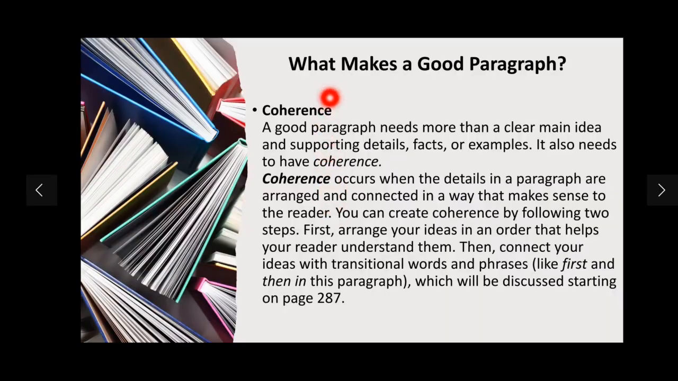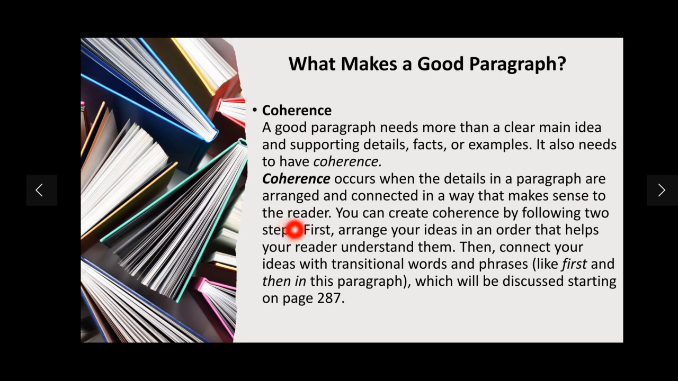Here we will talk about what makes a good paragraph. So the first thing which makes your paragraph a good one is coherence. A good paragraph needs more than a clear main idea and supporting details, facts, or examples. It also needs to have coherence. So coherence is the soul of a paragraph, or it is one of the fundamental elements of a paragraph. Coherence occurs when the details in a paragraph are arranged and connected in a way that makes sense to the readers, and the readers then pick up the idea that you want to say.